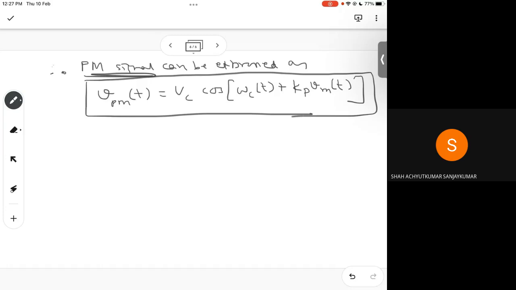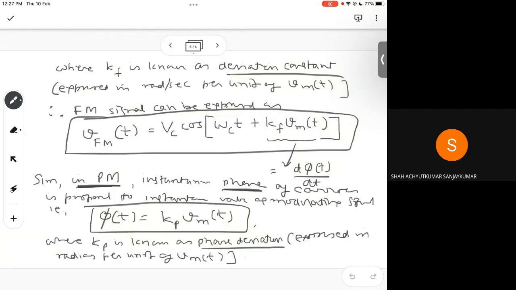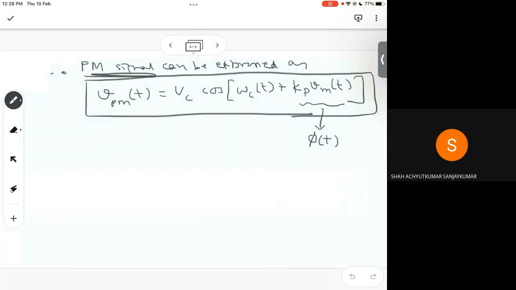So this is how we define this φ(t). As you have seen, this was φ(t). In the previous case, this was dφ(t)/dt. That means it is a function of frequency in the frequency deviation, and this is a phase deviation.